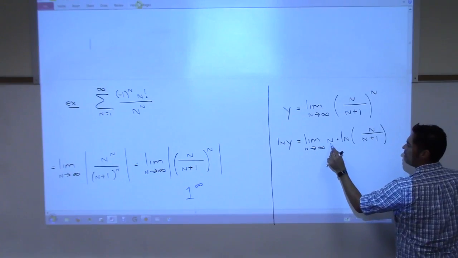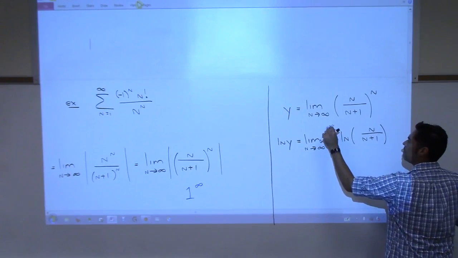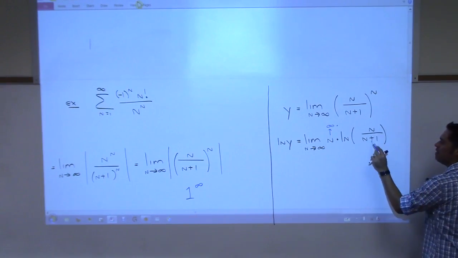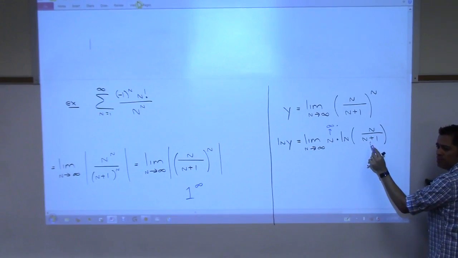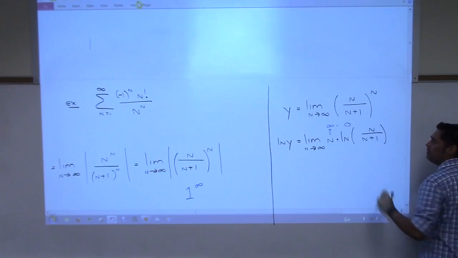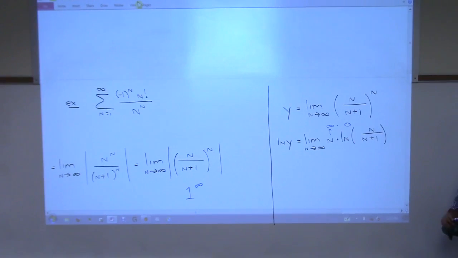As n goes to infinity, this piece is going to infinity, times, we already know n over n plus 1 is going to 1. Natural log of 1 is approaching 0. So this looks like infinity times 0, right? That's still an indeterminate form. So when you see this, what do you do? Drop one of them down. And in this case, I think the n being dropped down is probably easier, right?